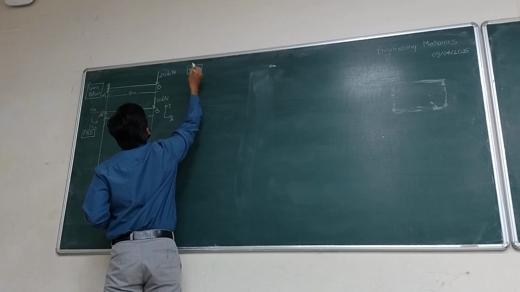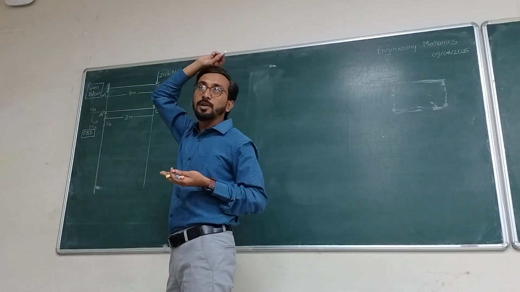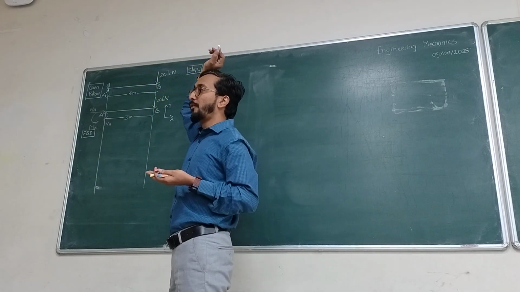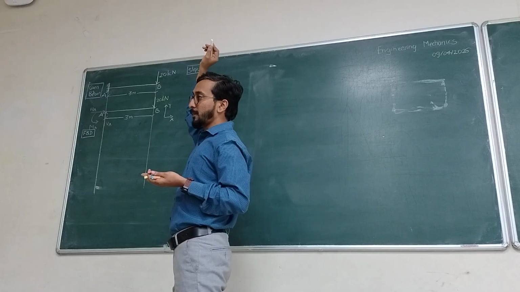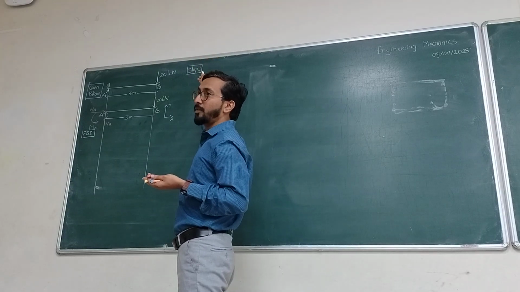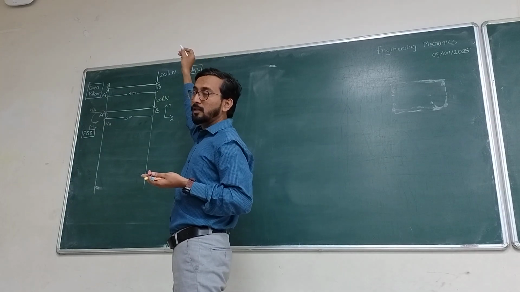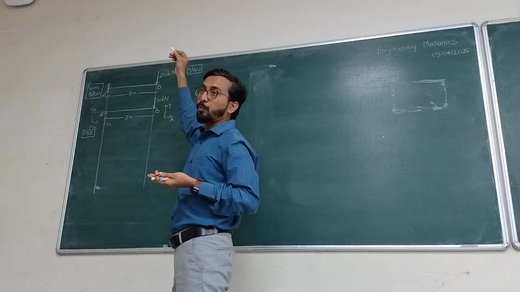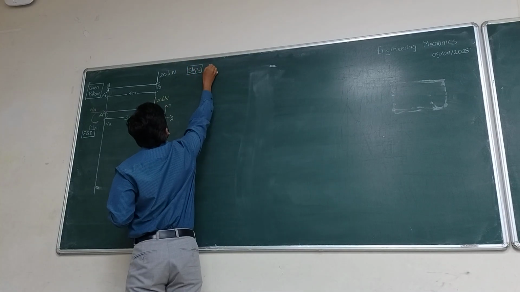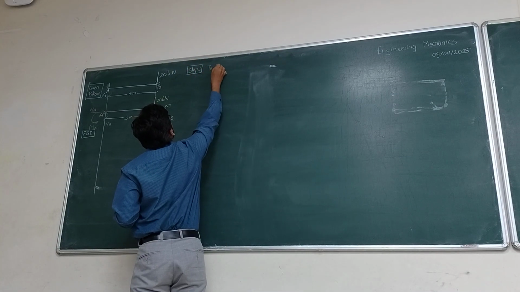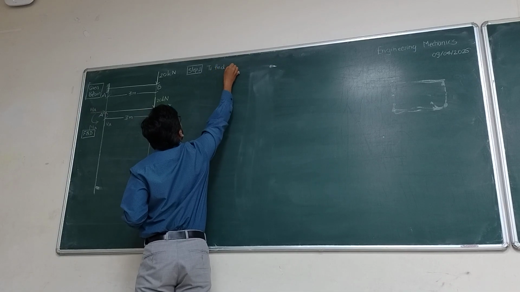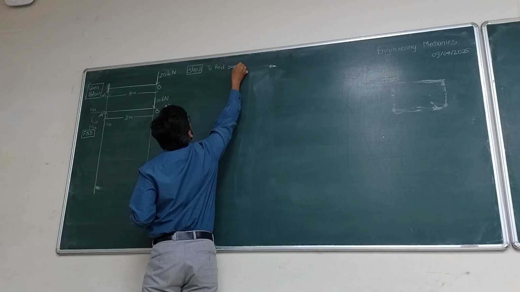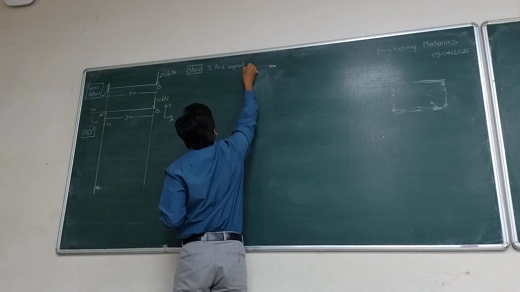In the analysis of the beam for SFD and BMD, what is the first step? To find unknowns, that is, to find support reactions. Find out the support reactions.